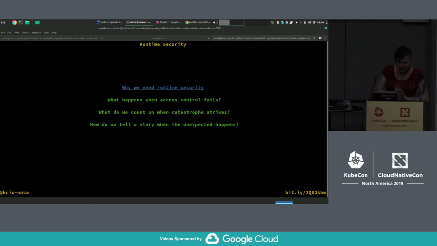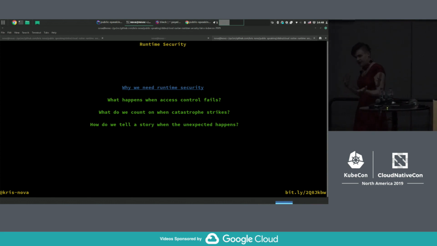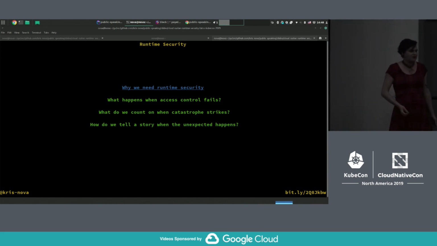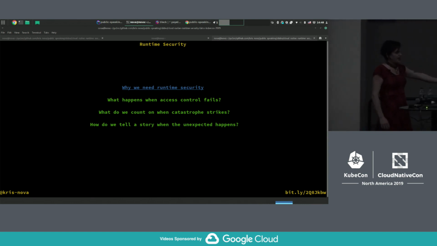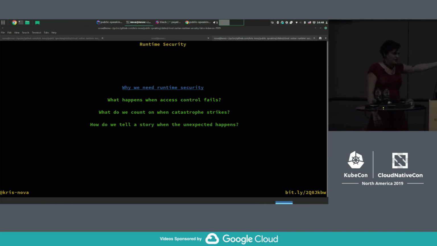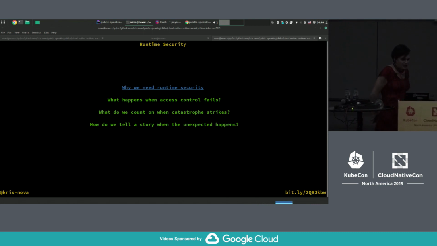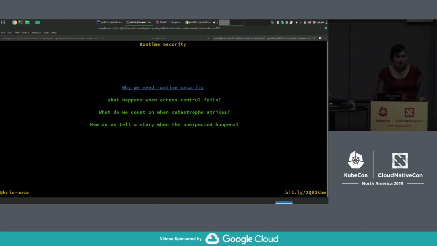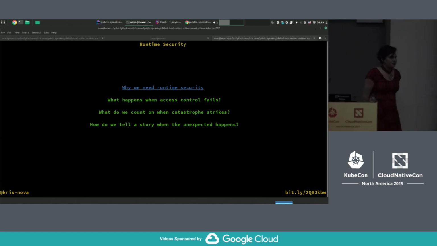Okay. So let's talk about the problem of runtime security. Now that you kind of understand Falco and how it works, let's talk about how we got here, right? Like how did we go from this idea that I'm about to explain to that code and that system that we just looked at? So I'm going to ask a few questions here. And these were the questions that we began to ask ourselves as we started to explore how we were going to solve this problem. What happens when access control fails?